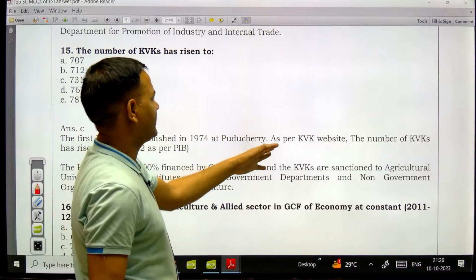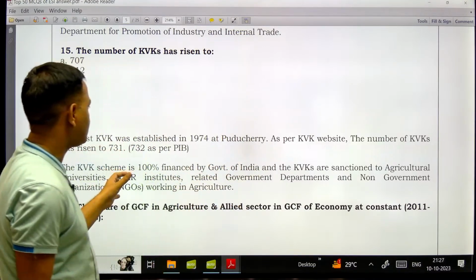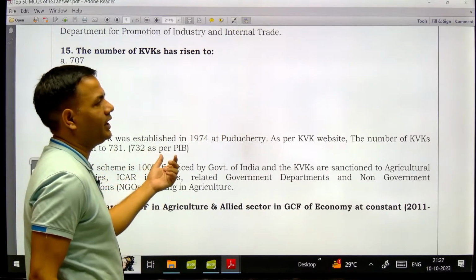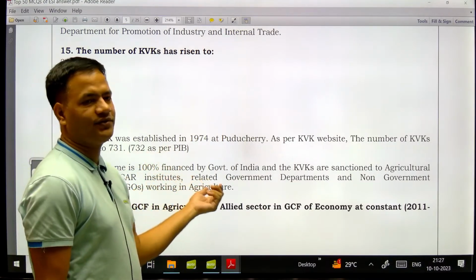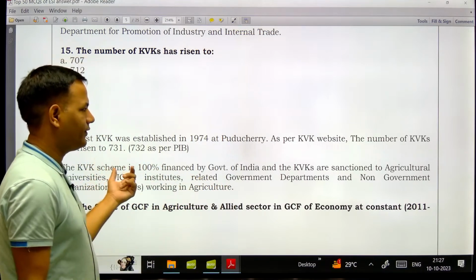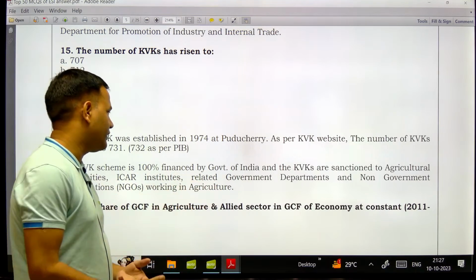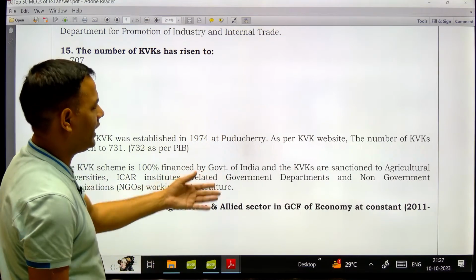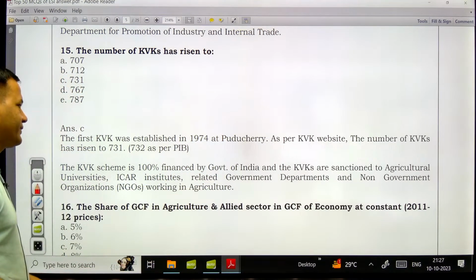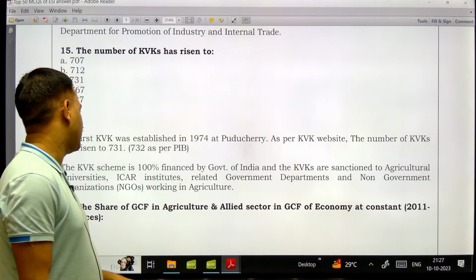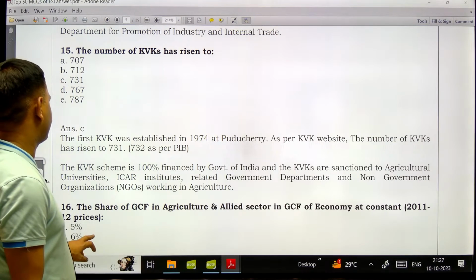As per the KVK website, the number of KVK has risen to 731. On PIB, 732 is also mentioned at one place, but the reference website, the KVK website, mentions 730. It is 100% financed by the government of India, and KVKs are sanctioned to agriculture universities, ICAR institutes, relevant government departments and non-government organizations.